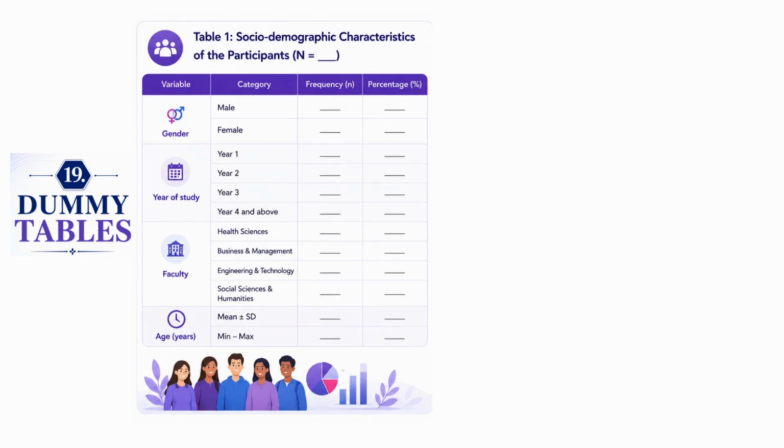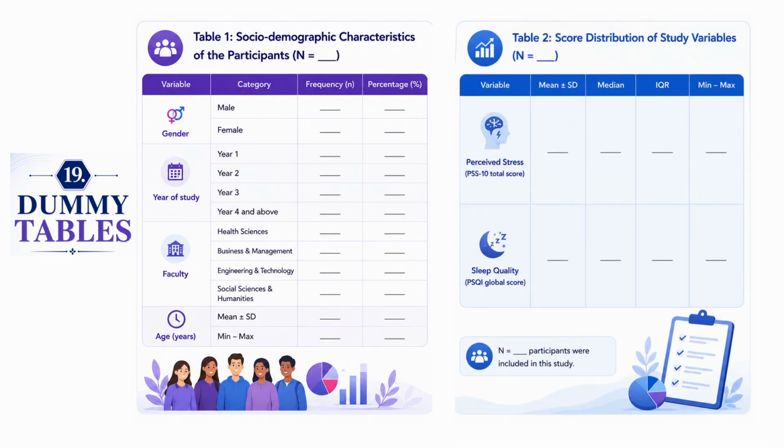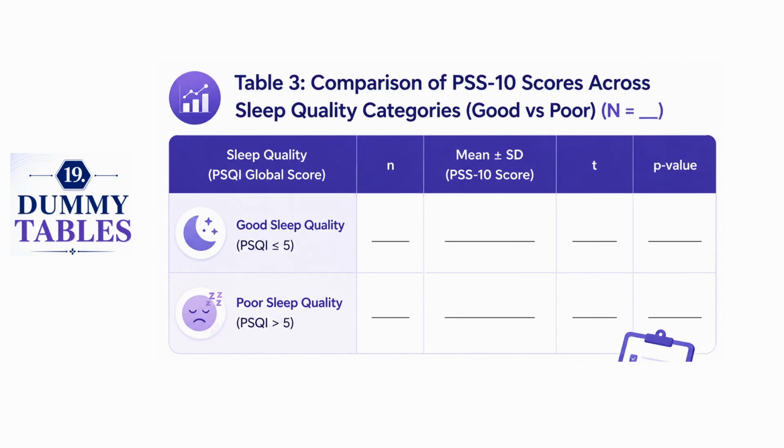Dummy tables. So researcher need to prepare dummy tables. This is one example of dummy table. Score distribution, perceived stress score and sleep quality score. Mean plus standard deviation, median and interquartile range.